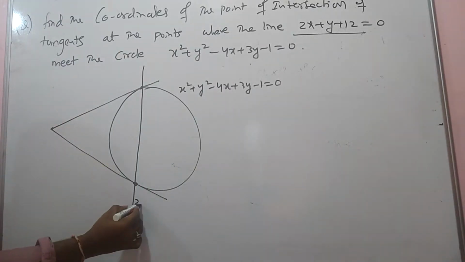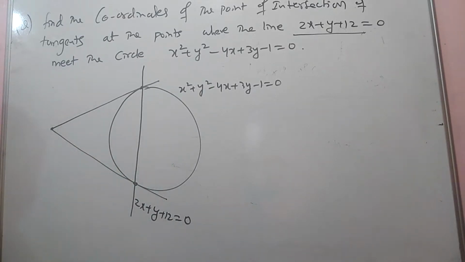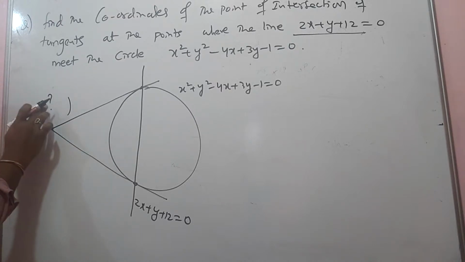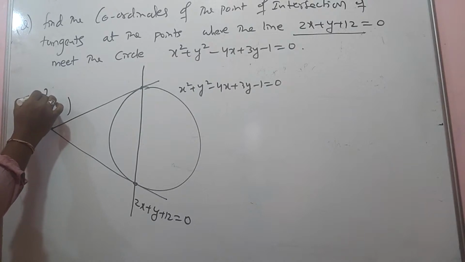And the chord of contact is 2x plus y plus 12 is equal to 0. See, what happens is somebody may make a mistake, or the given answer may be a mistake. Yesterday also that happened. We have to find the point of intersection. This pair of tangents, the point of intersection we have to find.